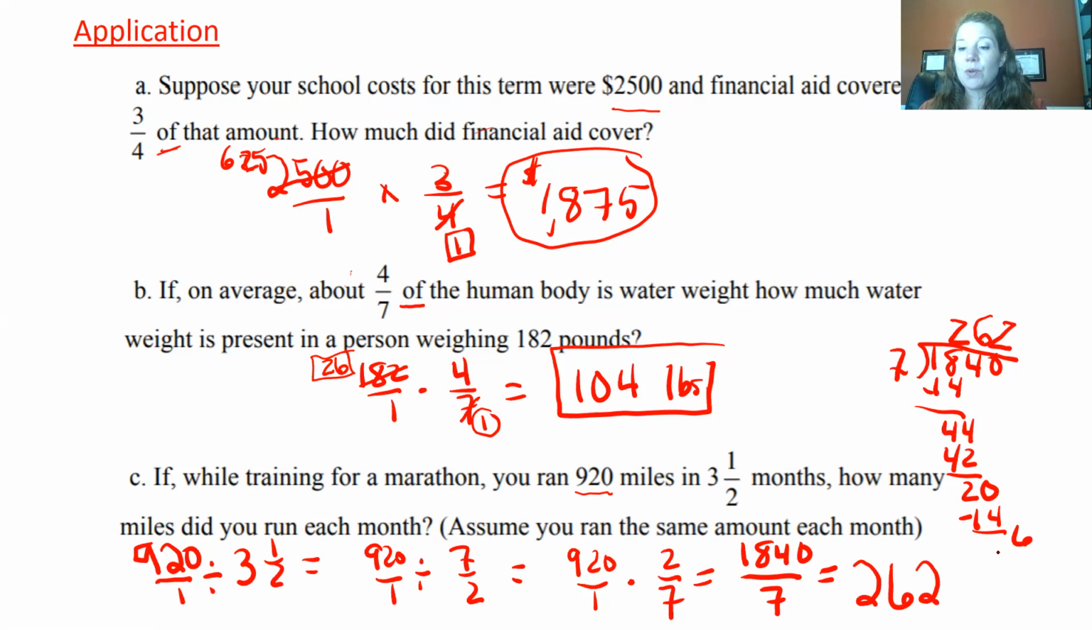So it goes 262 whole times with a remainder of 6/7. So 262 and 6/7 what? If I'm running 920 miles over 3.5 months, that means I'm running about 262 and 6/7 miles per month. Miles per month. That's what that means.